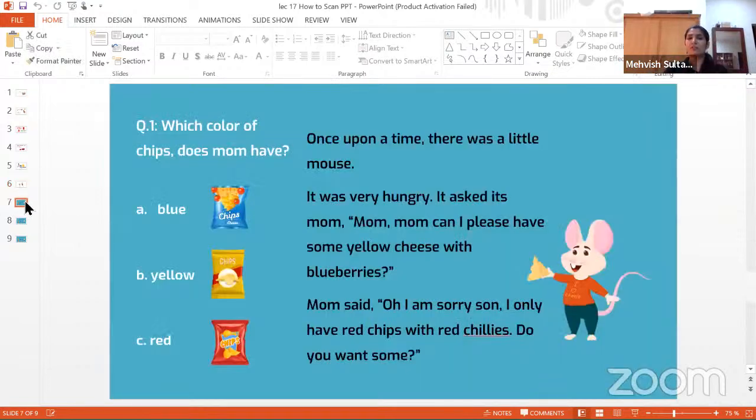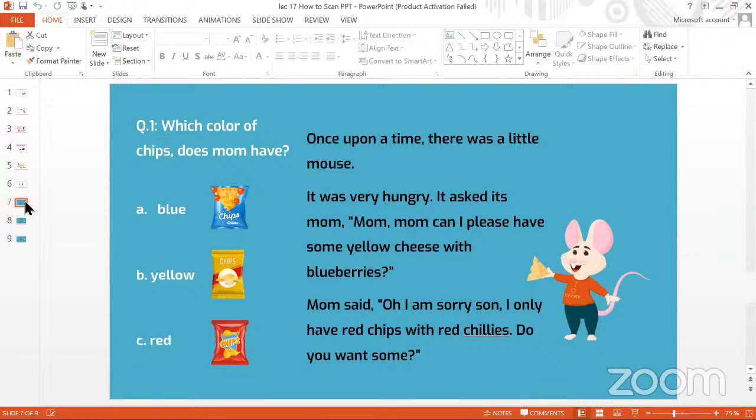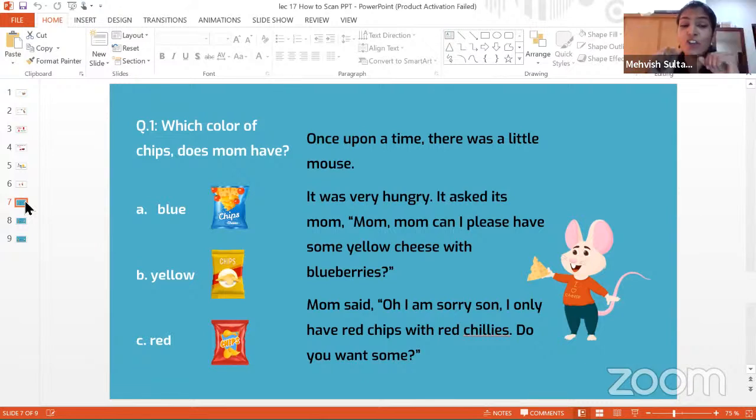All right. So, which color of chips does mom have? I would like Sonam to tell me the keyword in the question. No, darling, give me the keyword in the question. So you see, the skill is to understand how you can detect the keyword in the question. Because if you're able to find the keyword in the question, only then you will look for that keyword in the story and get your answer quickly, instead of reading the whole story again.